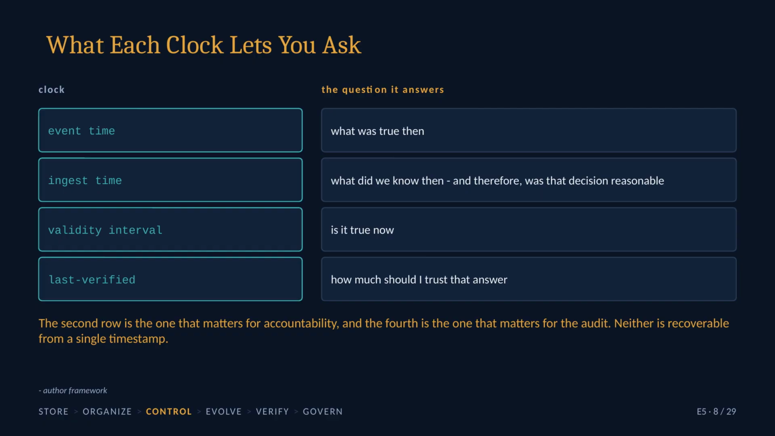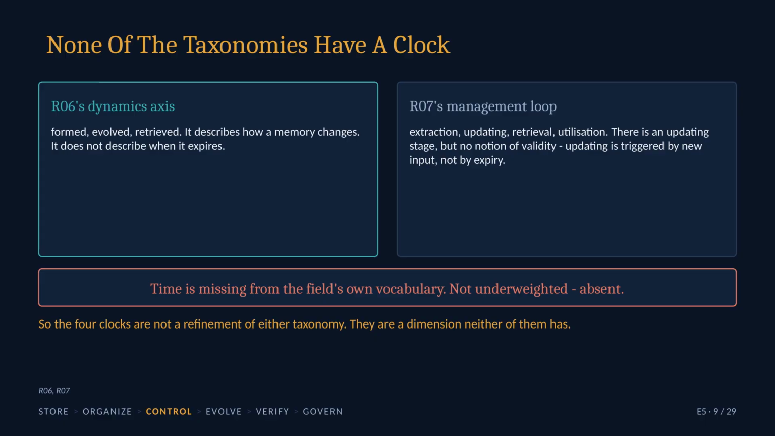The second row is the one that matters when somebody asks you to account for a decision, because without ingest time you cannot distinguish a bad decision from a decision made on the information available. And the fourth is the one the freshness audit needs. Neither is recoverable from a single timestamp after the fact. Four clocks buy four questions, and the mapping is 1-to-1, which is a good sign that the scheme is not overbuilt. Which raises a question worth 2 minutes.